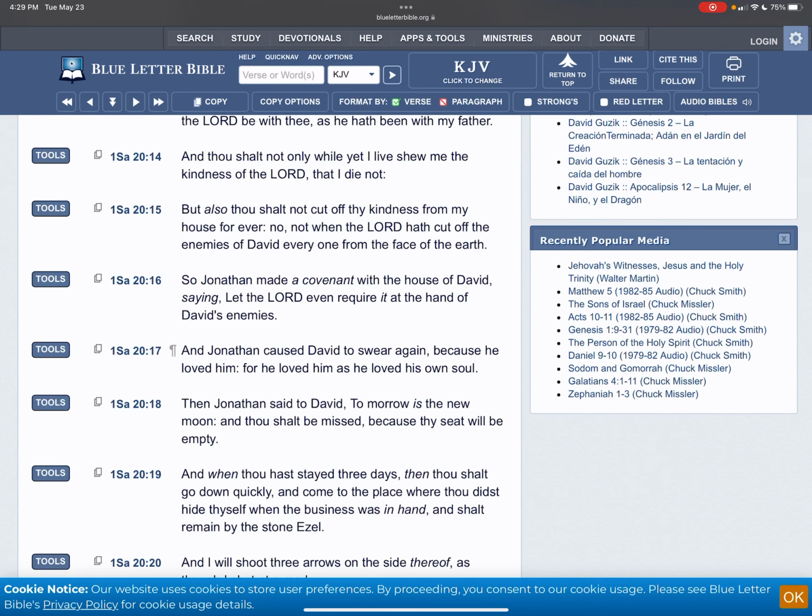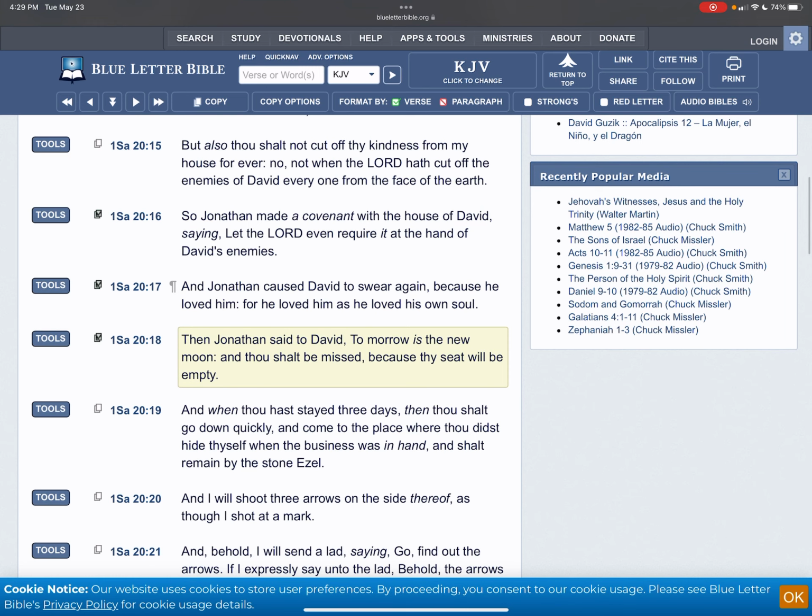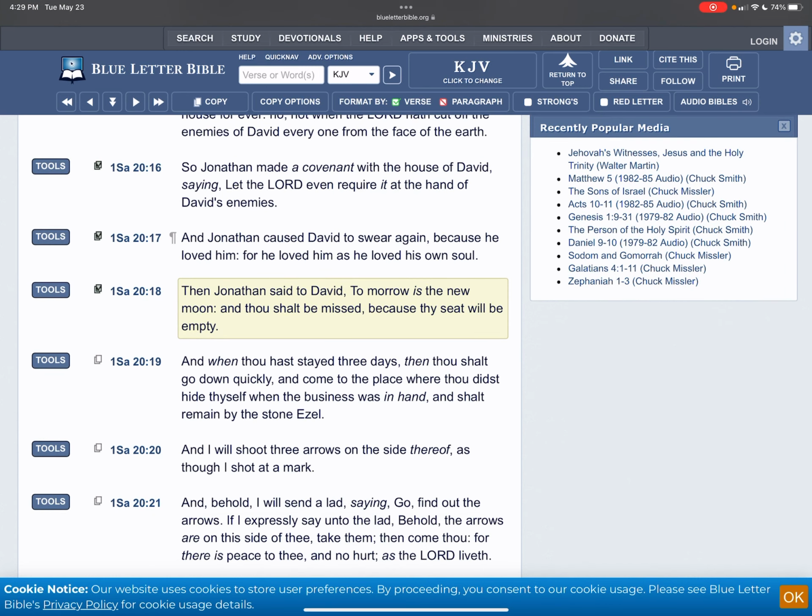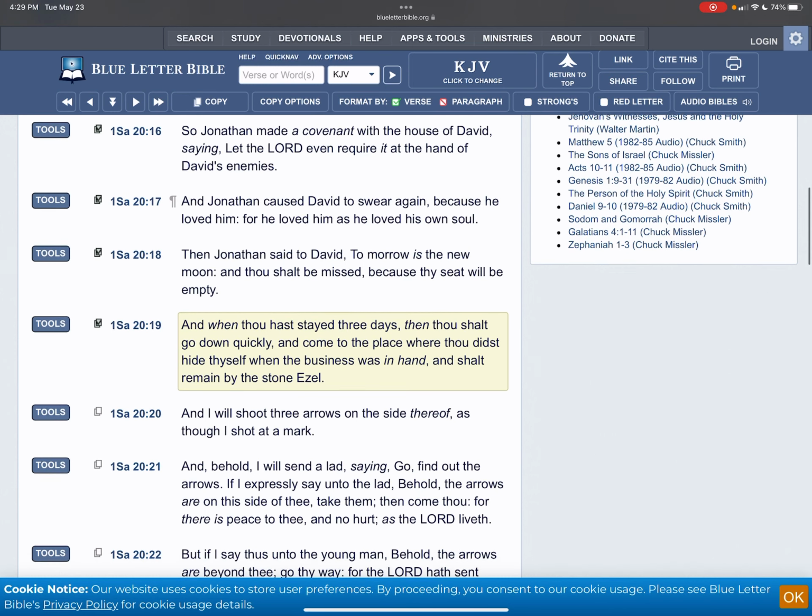It says, left off at verse 16. And it says, So Jonathan made a covenant with the house of David, saying, Let Yahweh even require it at the hand of David's enemies. And Jonathan caused David to swear again because he loved him, for he loved him as he loved his own soul. Then Jonathan said to David, Tomorrow is the new moon, and thou shalt be missed, because thy seat will be empty. And when thou hast stayed three days, then thou shalt go down quickly and come to the place where thou didst hide thyself when the business was in hand, and shalt remain by the stone Ezel. Okay?